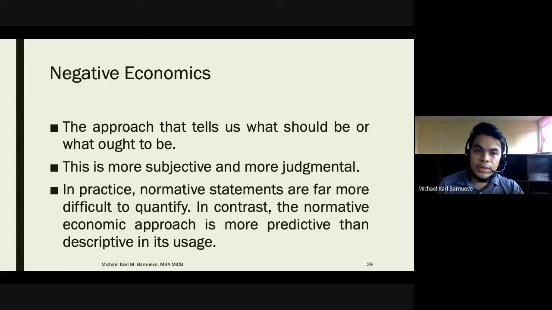If positive economics is telling what is the current situation of the economy, negative economics will say what would be the future of the economy.